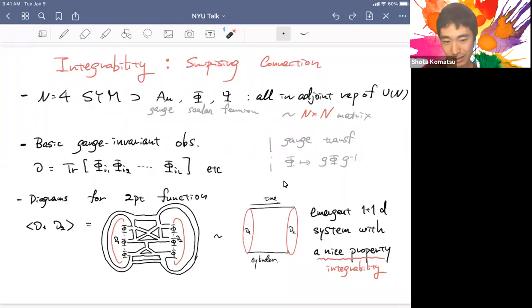But the point here is that in the large N limit, the diagrams that contribute all have the topology of the cylinder. So if I fill in all these faces, then I get this cylinder structure, where this direction can be viewed as time. So this basically tells us that there should be some emergent 1+1 dimensional system. Fortunately, for the case of N equals 4 super Yang-Mills theory, this 1+1 dimensional system has a nice property, which is precisely called integrability.